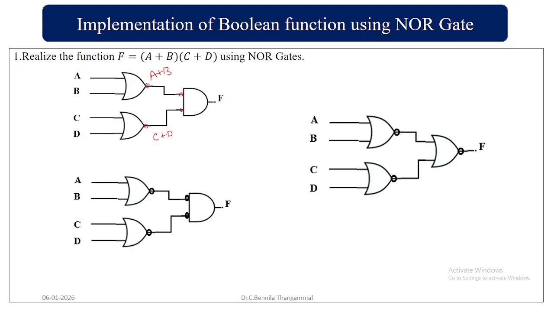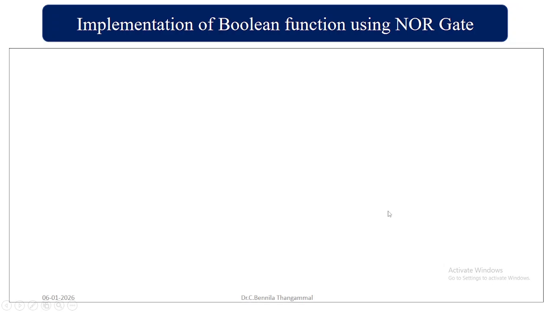First you have to draw the logic diagram using your basic gates, convert all your OR to NOR by introducing a bubble at the output, and convert your AND to NOR by making the bubbles inverted, and then convert to your NOR gate. So we'll solve one more problem.